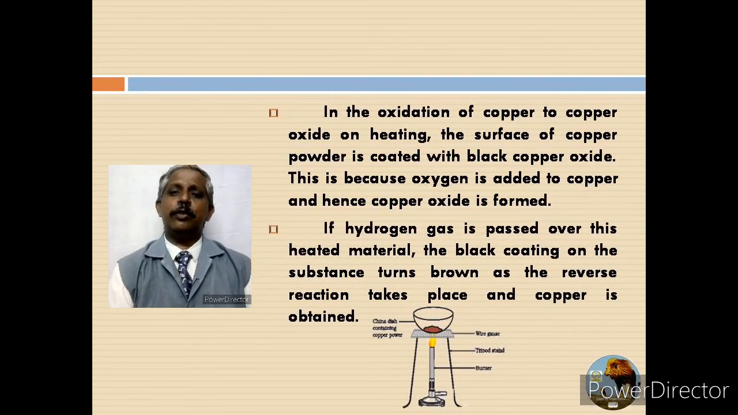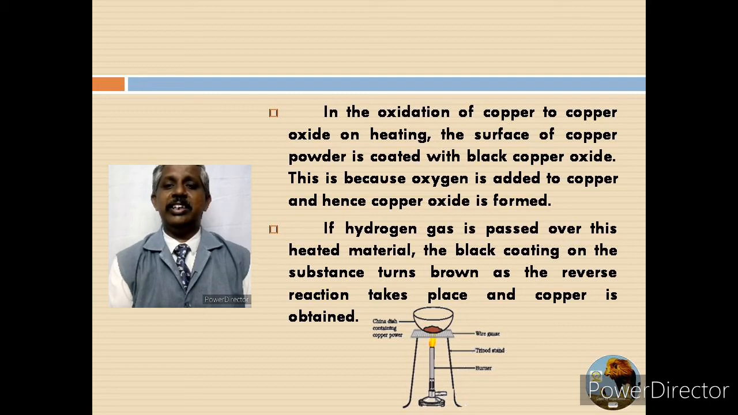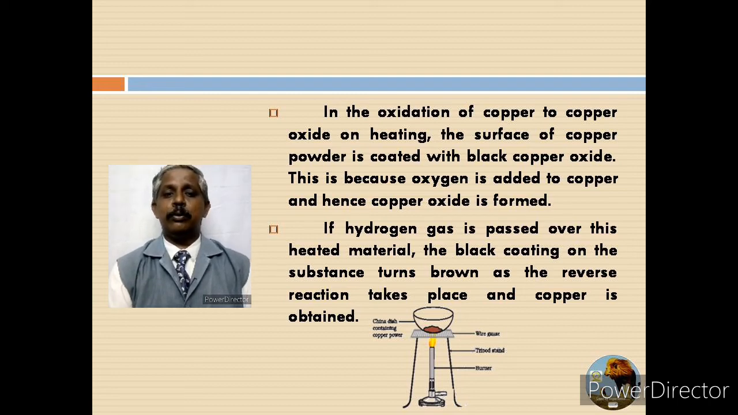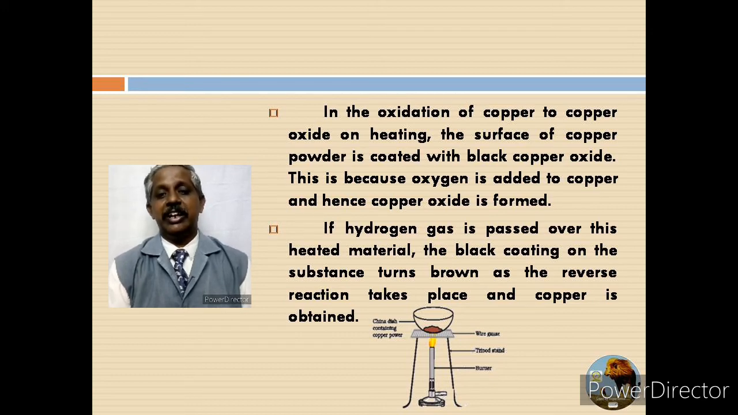In the oxidation of copper to copper oxide on heating, the surface of copper powder is coated with black copper oxide. This is because oxygen is added to copper and hence copper oxide is formed. If hydrogen gas is passed over this heated material, the black coating on the substance turns brown as the reverse reaction takes place and copper is obtained.